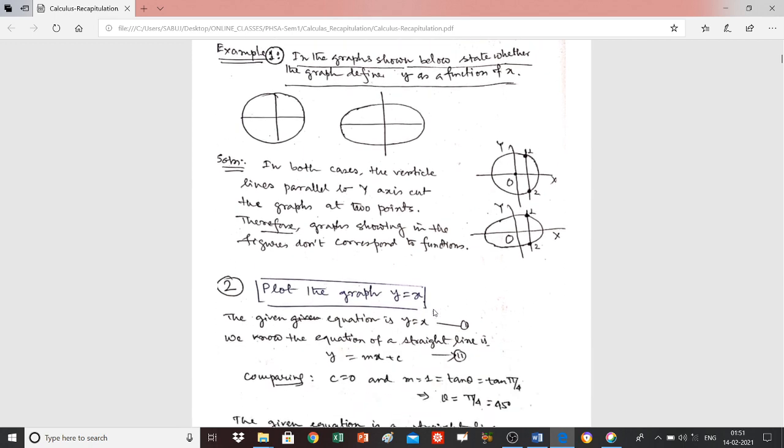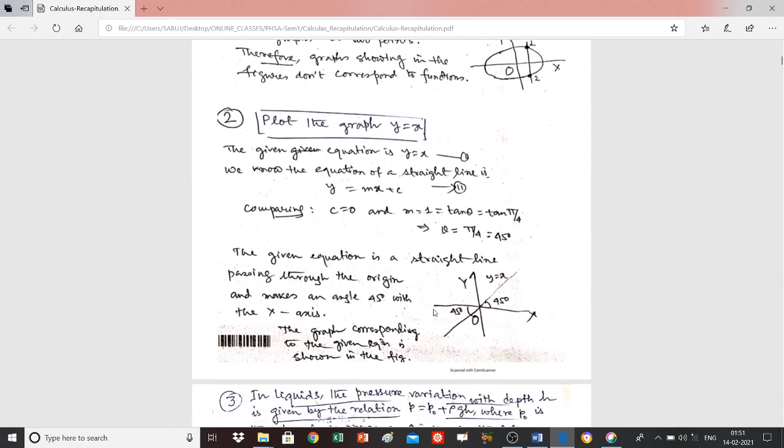Now come to another one, that is the plot of the graph y is equal to x. Here is the equation y is equal to x. You can compare it with the general equation of a straight line, that is y equal to mx plus c, and comparing this you can easily understand that c is equal to 0 in this case. That means it would be a straight line passing through the origin, as shown here.